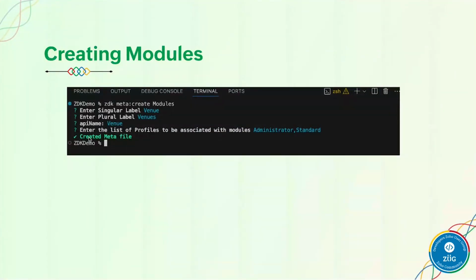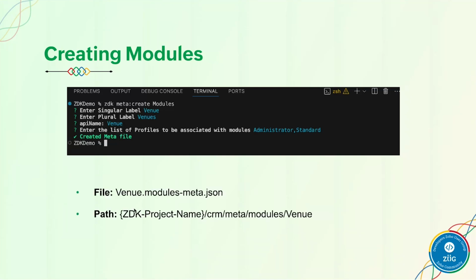Creating modules. The command is zdk meta create modules. Here I have given for the new module venue, singular label as venue, plural label venues, API name as venue. For the list of profiles to be associated with the module, I have given administrator and standard in comma separated format, and it creates the meta file. Here it is venue.modules-meta.json, in the path ZDK project name, crm_meta/modules, and the API name of the module, venue.